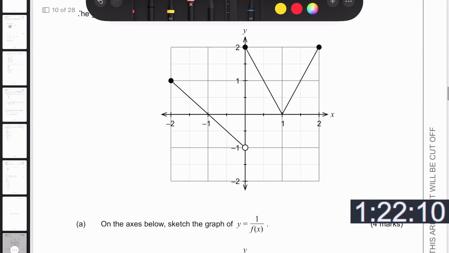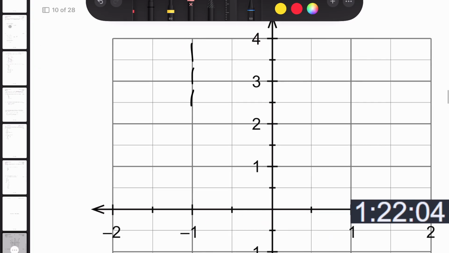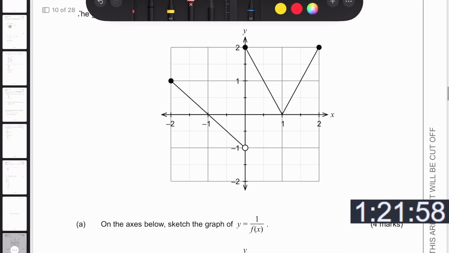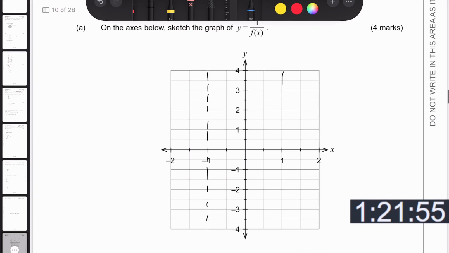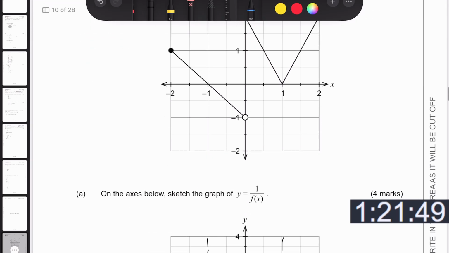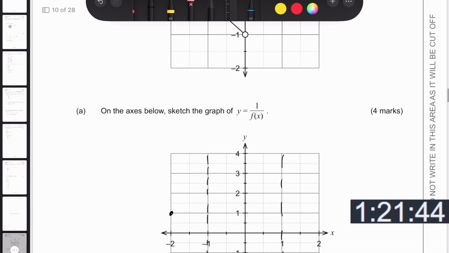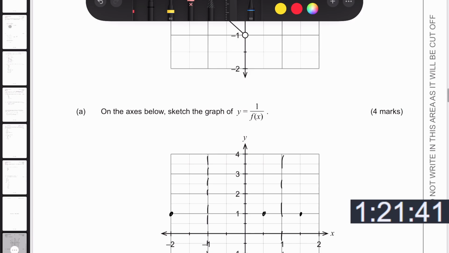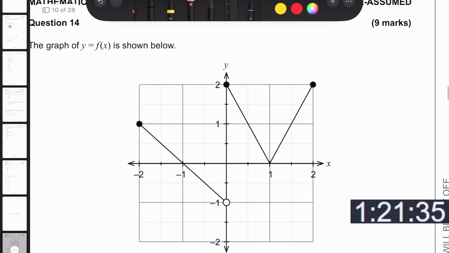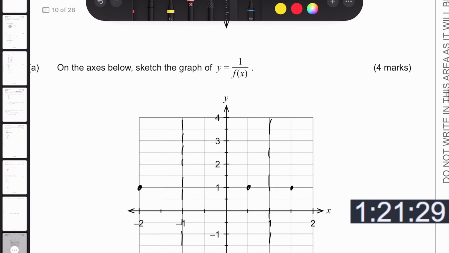The graph of that is shown below. Sketch the graph of 1 on f of x. So let's just find our zeros first. So we're going to have negative 1 is a vertical asymptote, and 1 is also a vertical asymptote. Let's find our 1 values. So we are 1 at negative 2. We are 1 at a half. This side. Okay. And then we're going to get 2 at here.